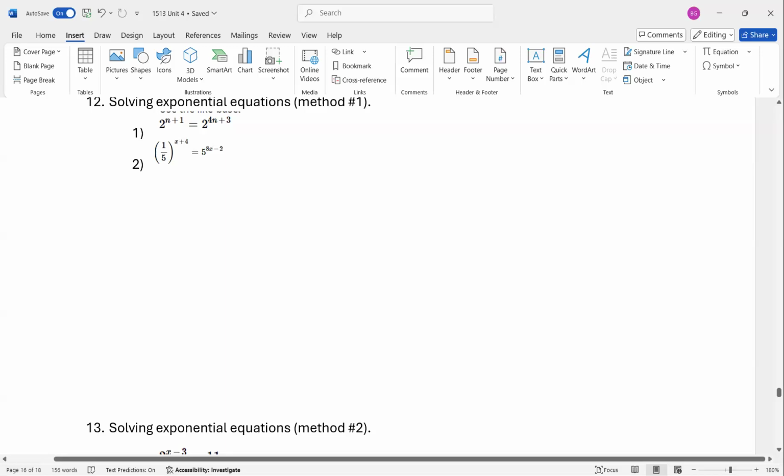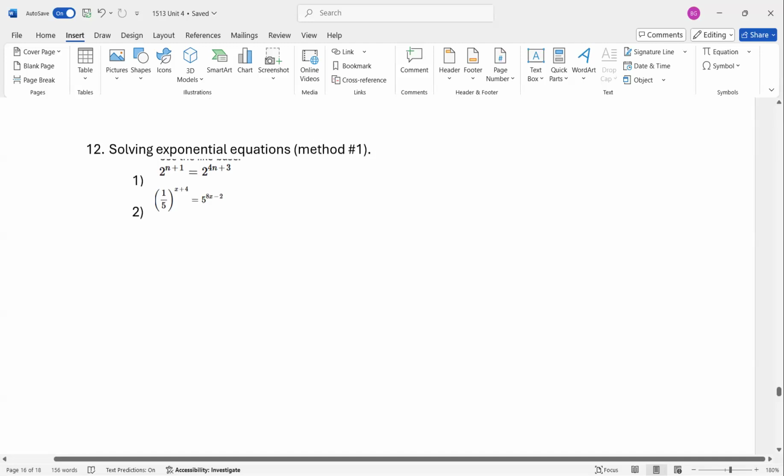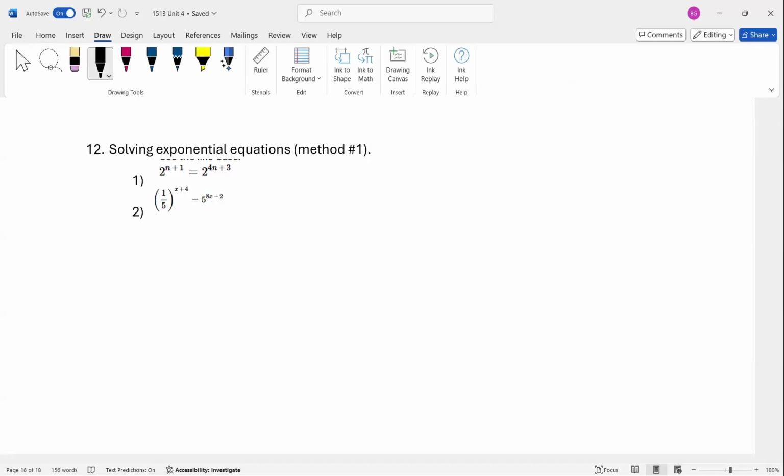Today we are going to solve equations. We are going to solve exponential equations and logarithmic equations. So let's look at number 1 here. Look at the equation we are having right now. 2 to the power of n plus 1 equals 2 to the power of 4n plus 3.